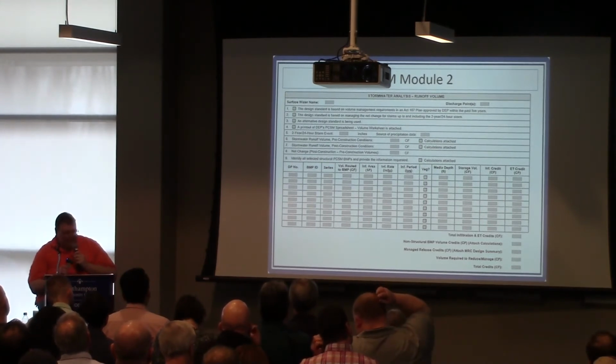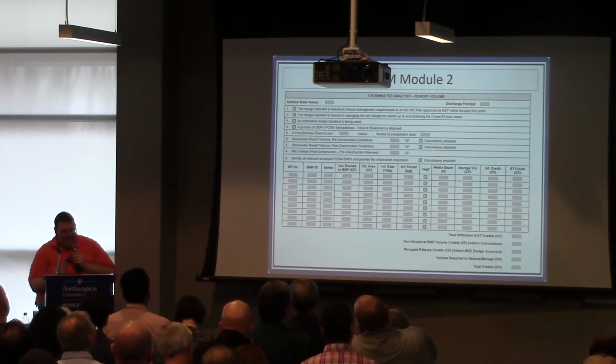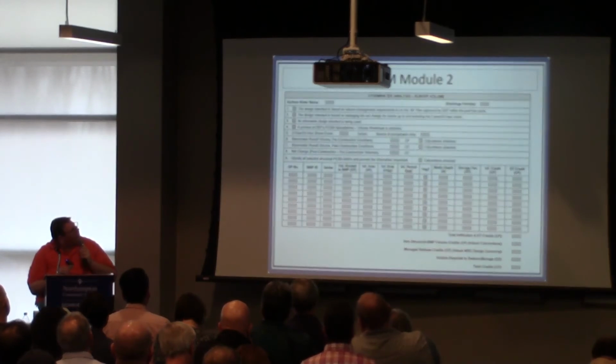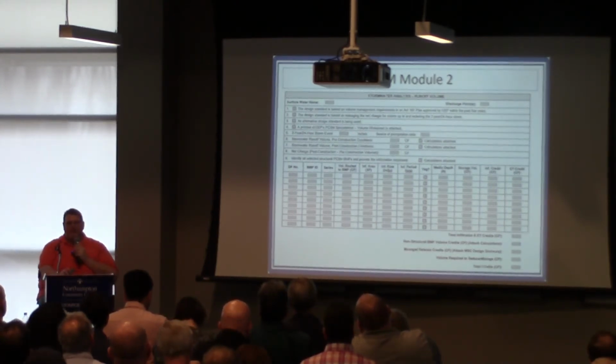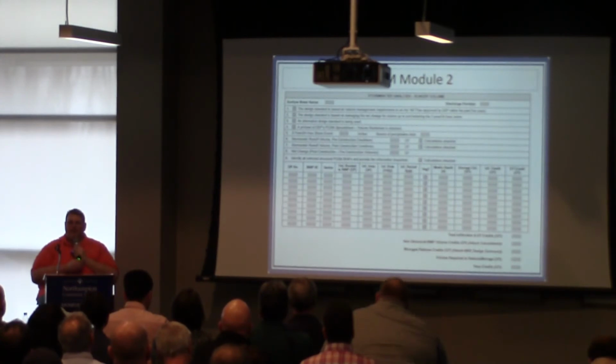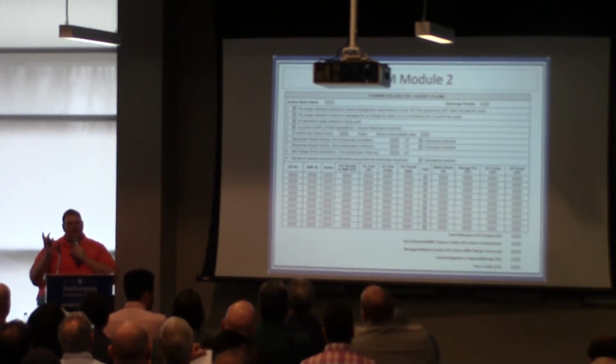So your next, number 4, speaks to volume. So if you're the 2-year 24-hour storm event, here it is. Number 4, if you're using the DEP spreadsheet for volume, you check that box, include a copy of the spreadsheet with the module, you're done. You don't need to go any further.